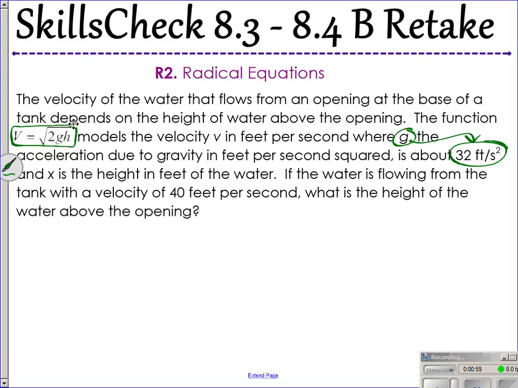h is the height in feet of the water. If the water flows from the tank with a velocity of 40 feet per second, what is the height of the water above the opening?